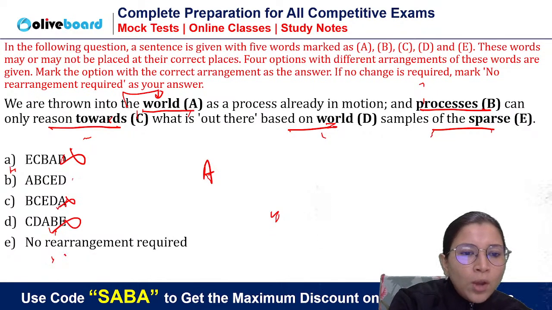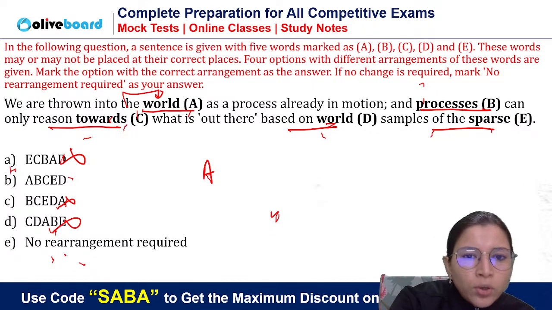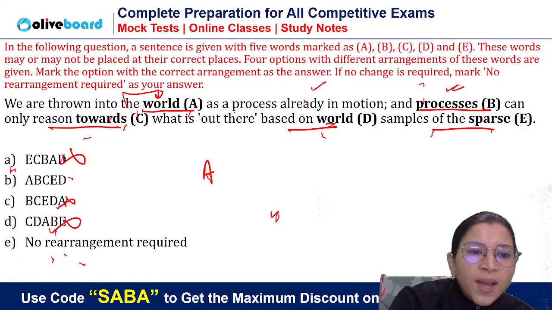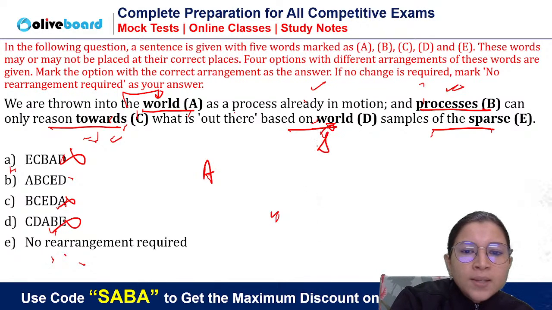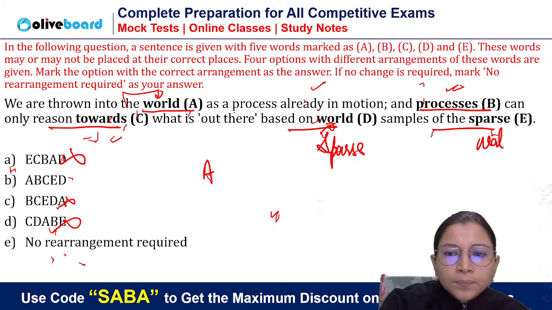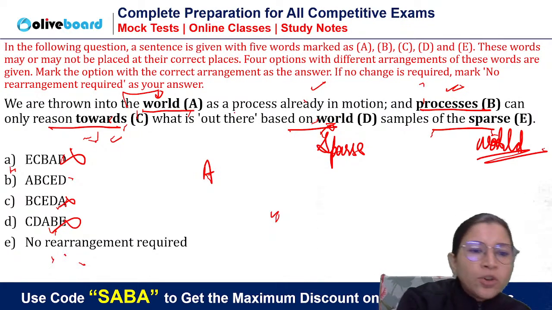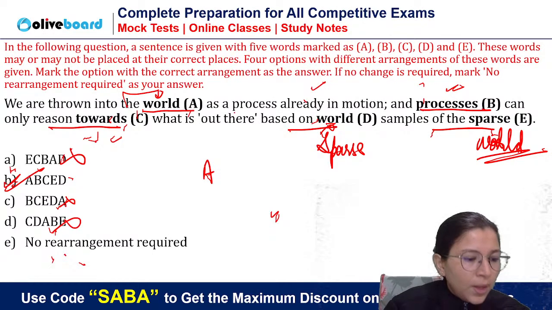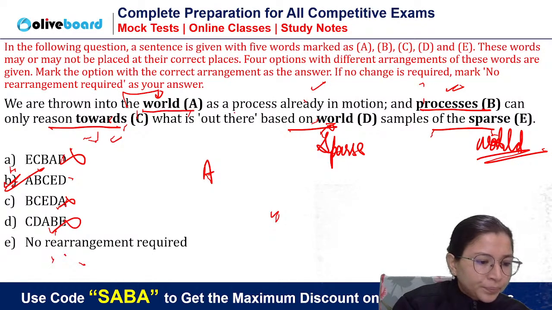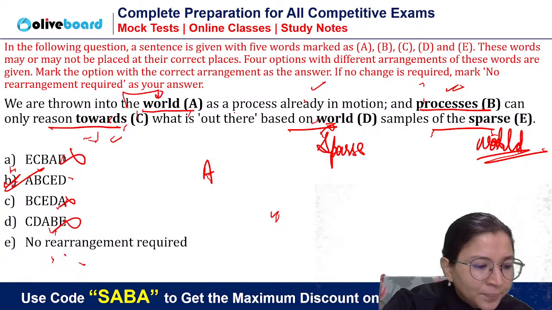Now you have to choose these two words. We are thrown into the world as a process already in motion, and processes can only reason towards what is out there based on sparse samples. Sparse means fewer samples of the world. So DE needs to be replaced. Everything else is correct. ABCED is the correct answer, the answer will be B. Chalo, next.